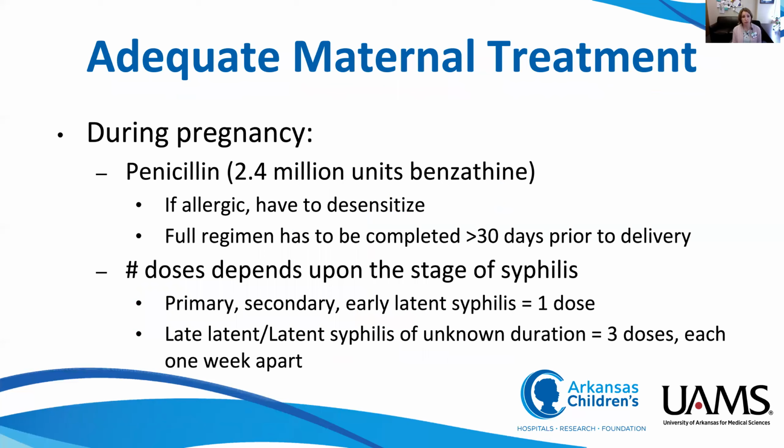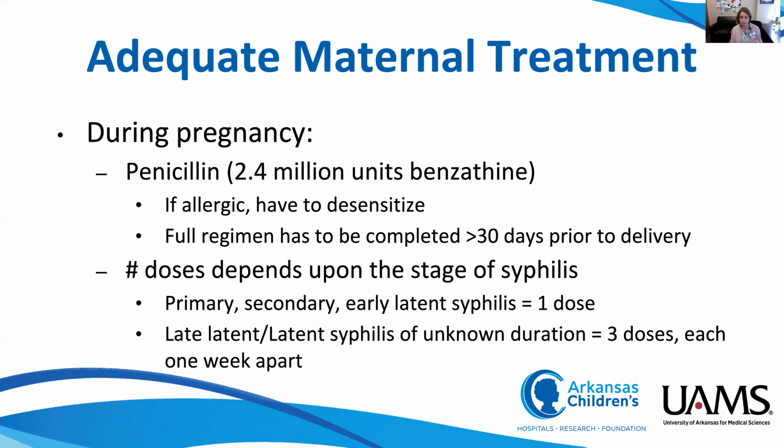All right, so what is adequate maternal treatment? During pregnancy, the answer is penicillin. One of the kickers is it's 2.4 million units of benzathine, and the benzathine that you get for strep throat is 1.2 million units in those syringes. So it takes technically 2 shots. Sometimes we've had it where a mom only got one shot instead of the two, so you really have to verify that it was actually 2.4 million units. If the mom is allergic, they have to be desensitized. There is no alternative option during pregnancy. And for whatever regimen, that last dose of penicillin has to be in the mom over 30 days prior to delivery. Otherwise, it is inadequate treatment.